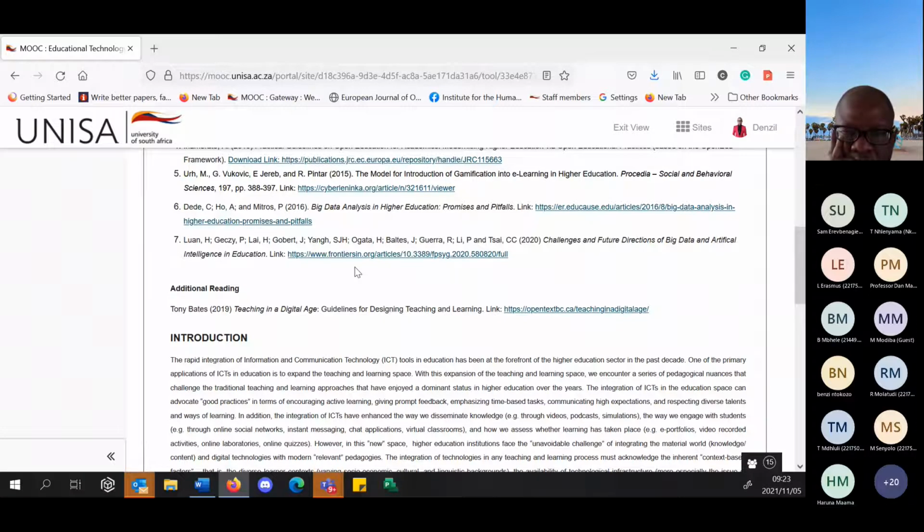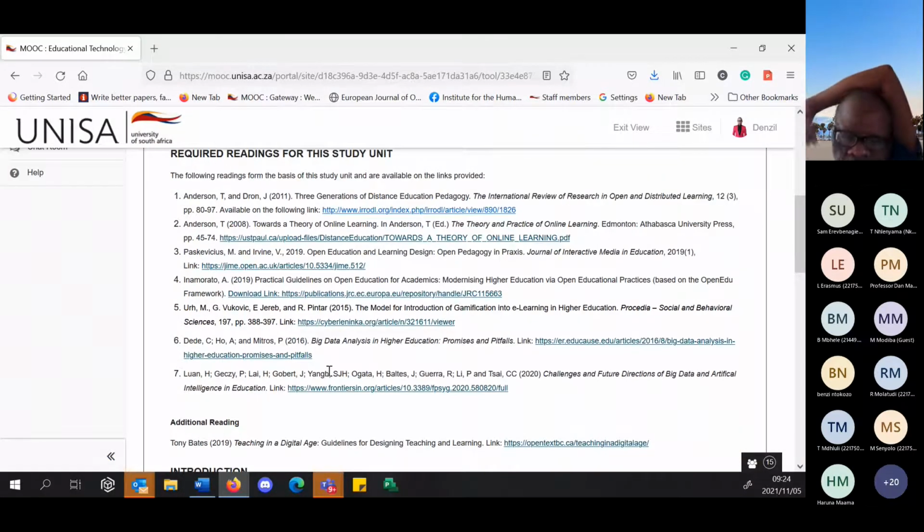Now, if we look at these 7 articles, you may think this is a lot of reading, but at this stage, colleagues, all I want you to gain is the foundational understanding of it. So you don't need to really go in depth into it. We just want to get the foundation right.